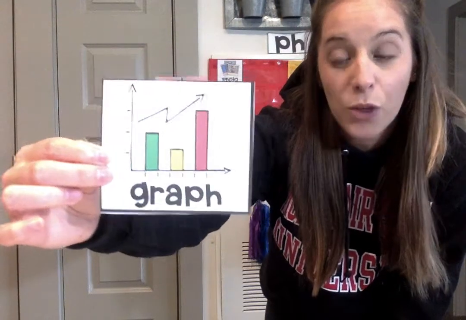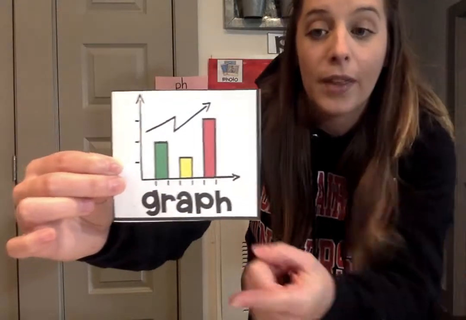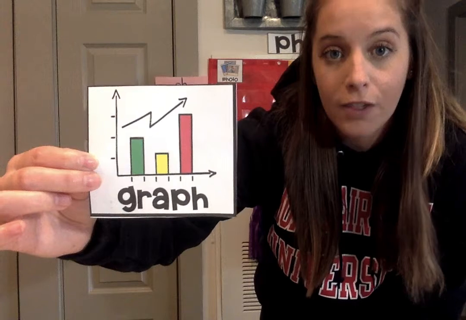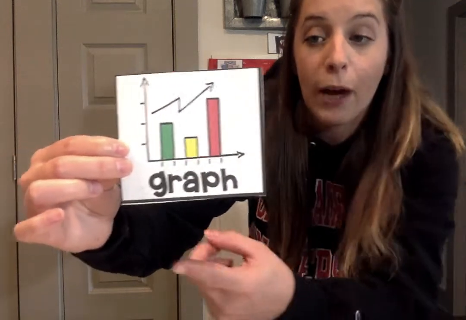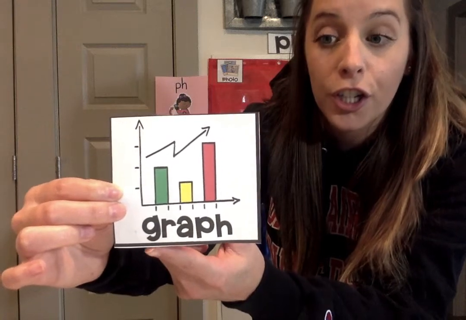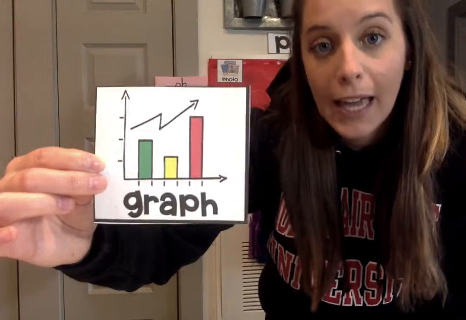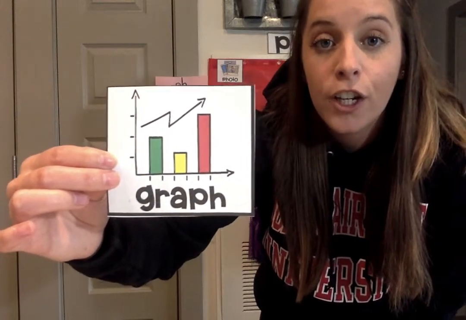Let's do another one. We just talked all about these in math. We learned all about how to create graphs. So graph is another one that has PH at the end of the word. So let's tap out the word graph. We know GR says GR, short A says A, PH says F. Blend that. Graph. Graph.